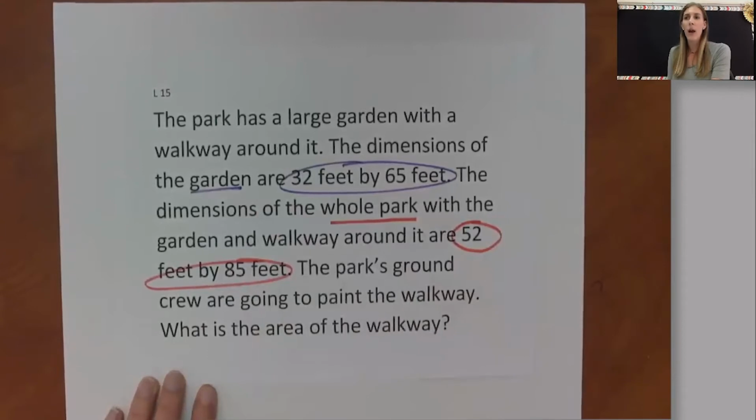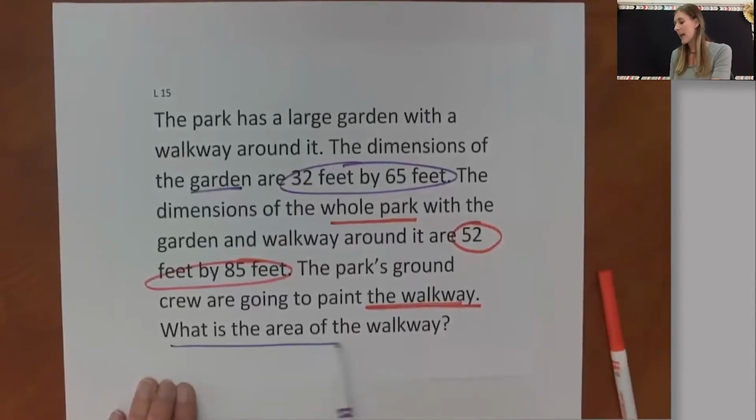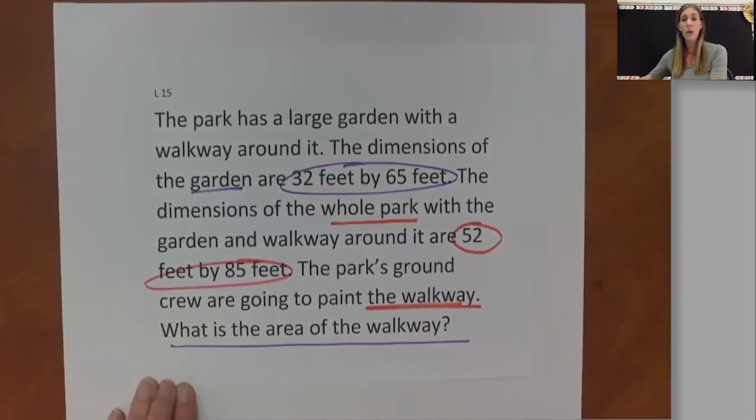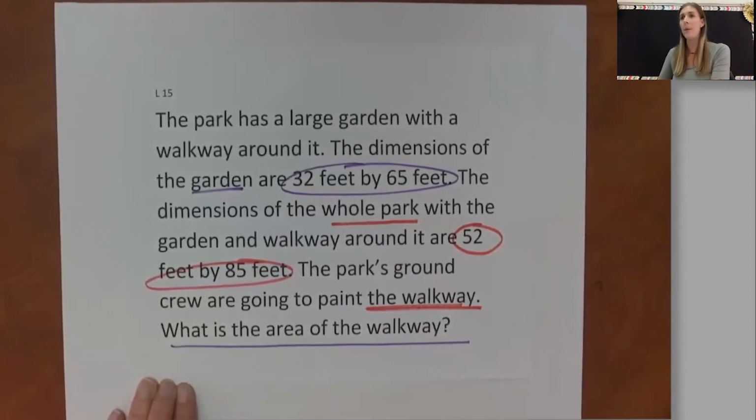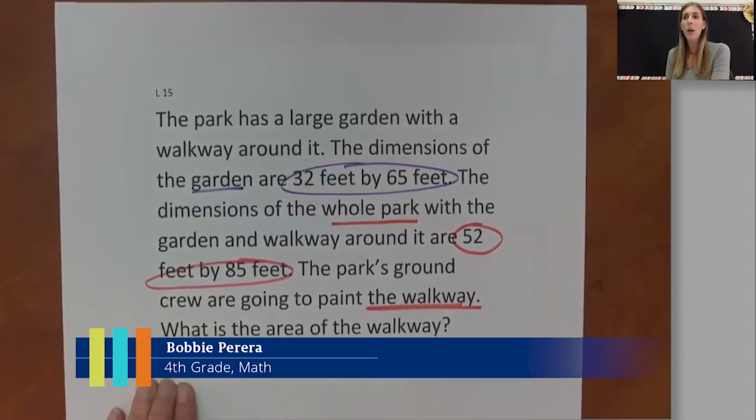We know that the ground crew is going to paint the walkway. So what are we trying to find? We're trying to find what is the area of the walkway because that's what they're going to paint. We need to figure out how much paint they're going to need to paint that area. So drawing a picture can help us make sense of a problem. Let's draw what's happening in this situation.